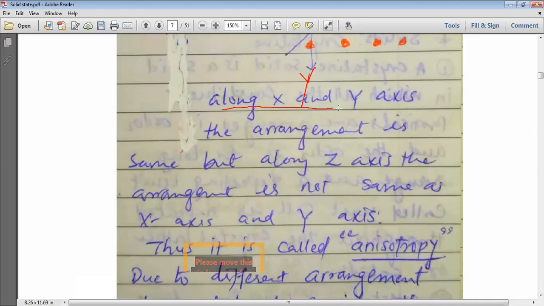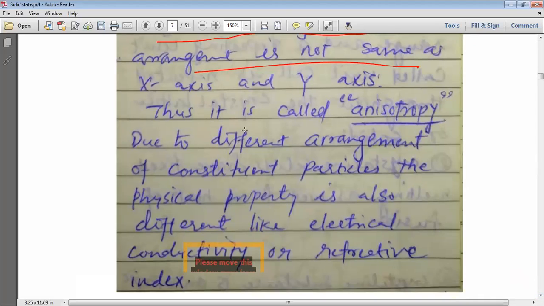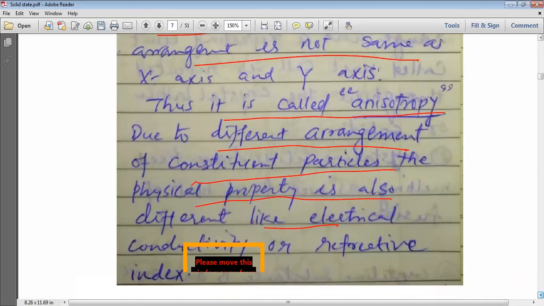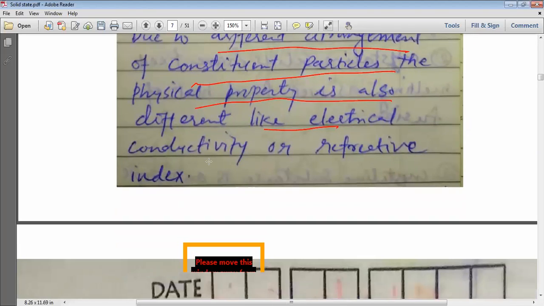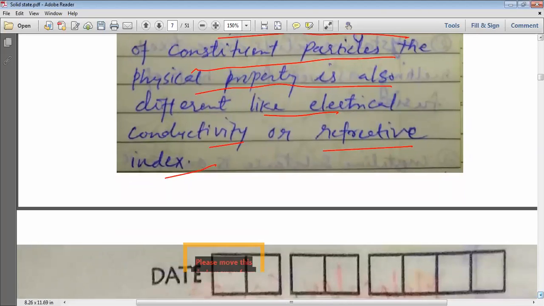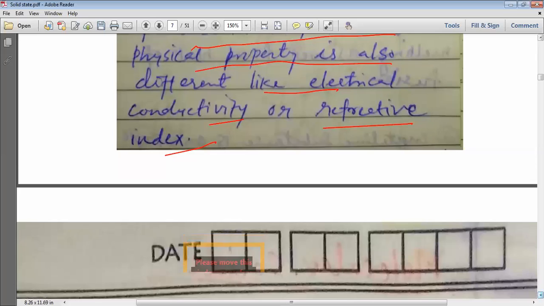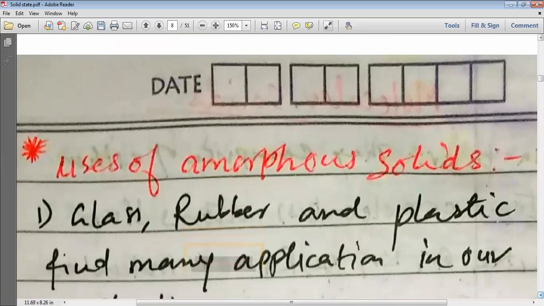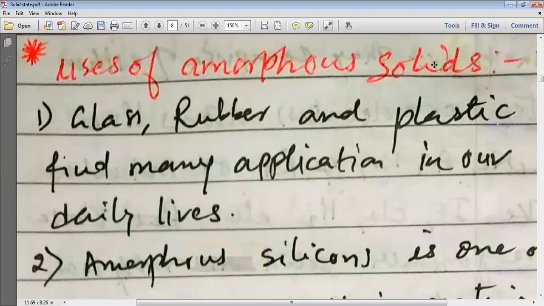Let us see what is written. Along the x and y axes, the arrangement is the same, but along the z-axis, the arrangement is not the same as the x-axis and y-axis, thus it is called anisotropy. Due to the different arrangement of the constituent particles, the physical properties are also different, like electrical conductivity or electrical resistance or refractive index. Thus in different directions, the electrical resistance and the refractive index are different, and this property is known as the anisotropic property.